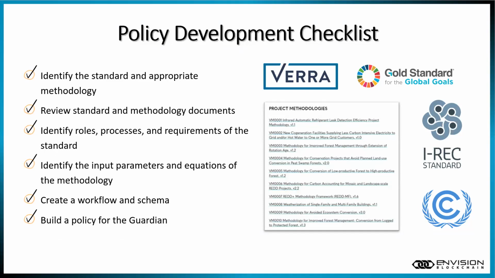Step 5 is to create a workflow and schema. This is when you would develop a clear workflow and schema that outlines the step-by-step process for using the Guardian within your project. And this will help streamline operations and ensure consistent application. Step 6 is to finally build the policy for the Guardian. And if these tasks of developing a policy from the ground up appears unfeasible for you or your company, we do provide policy creation assistance as part of our Managed Guardian service.